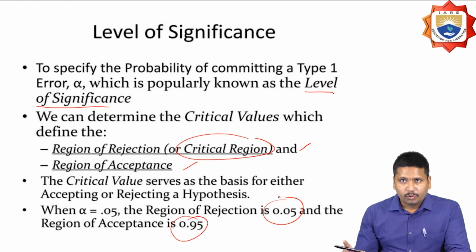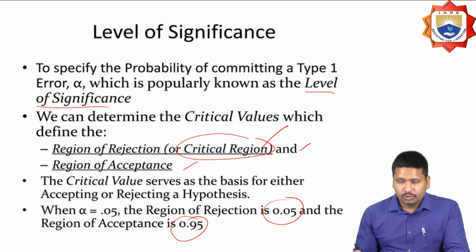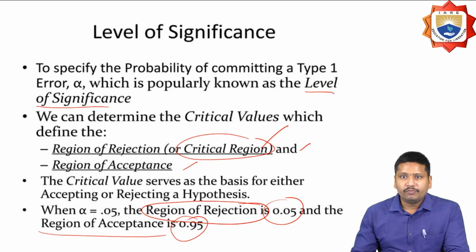Okay, to specify the probability of committing this type 1 error, which is known as the level of significance, right? So in this we have to determine the critical values, like the region of rejection, what we call the critical region, and the region of acceptance. And this critical value serves as the basis either for accepting or rejecting the hypothesis. So when the alpha value is 0.05, then it should be treated as the region of rejection, and if it is 0.95, then it should be treated as the region of acceptance.